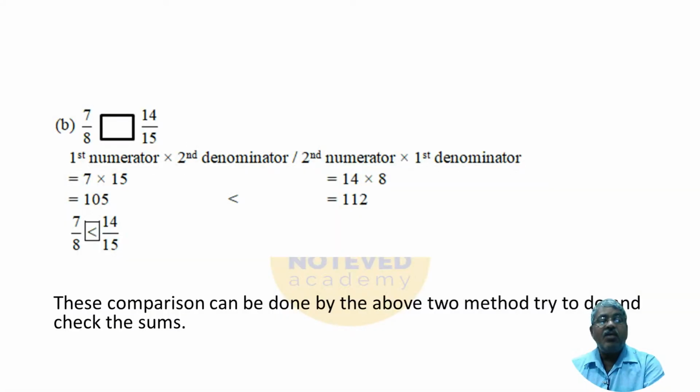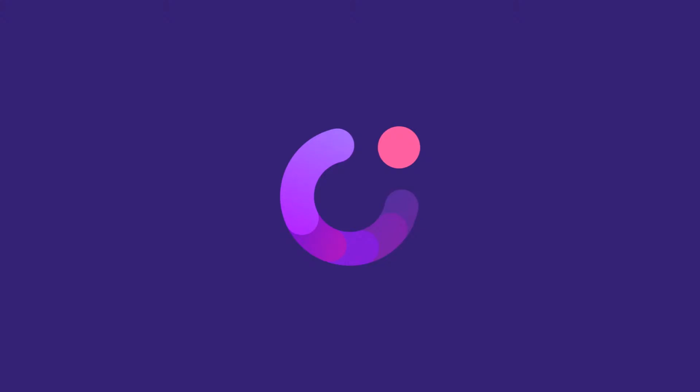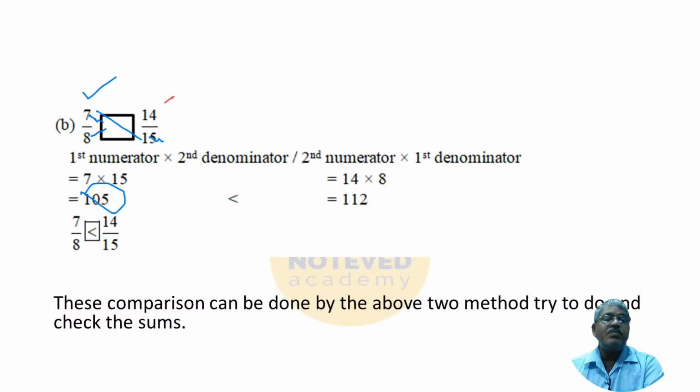Now, you see another example. First numerator into second denominator: 7 into 15 is 105. Also second numerator into first denominator: 14 into 8 is equal to 112. Now, when you compare 105 and 112, 112 is greater. So 7 by 8 is less than 14 by 15.